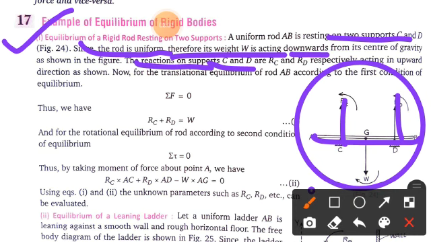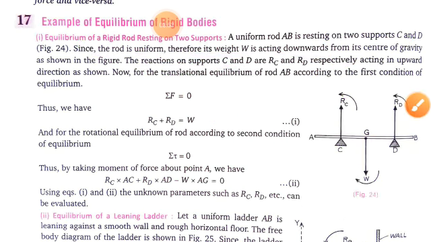Now for the translational equilibrium of rod AB, according to the first condition of equilibrium, the net force is equal to how much? 0. And the sum of the reactions is equal to how much? The weight of the body, which is given here. Clear? This is your equation number 1.